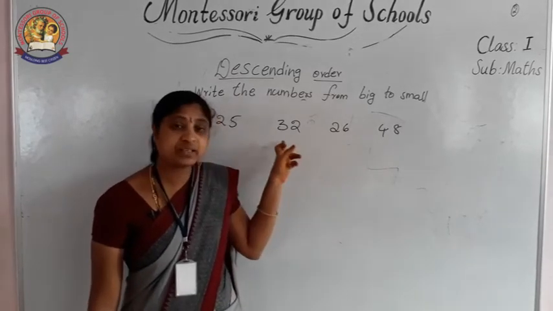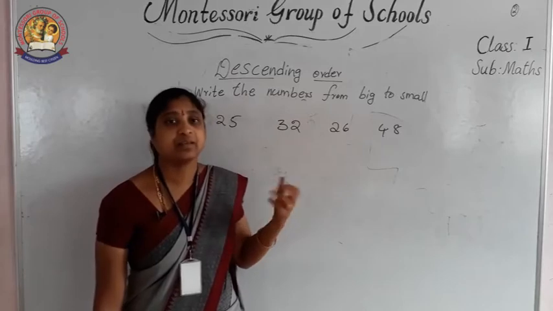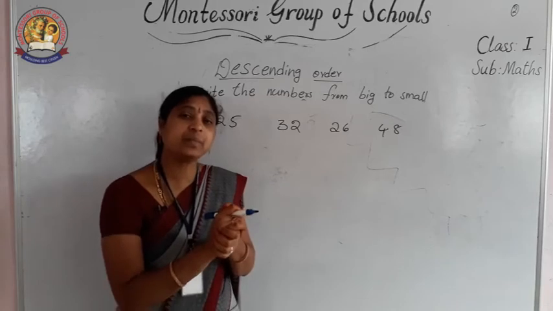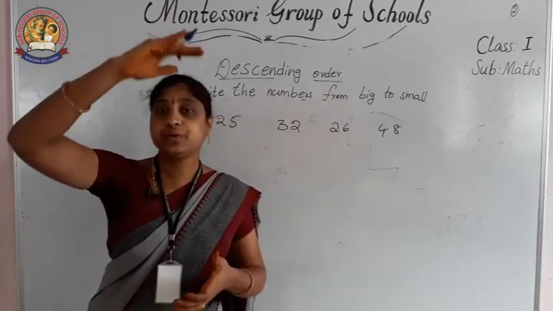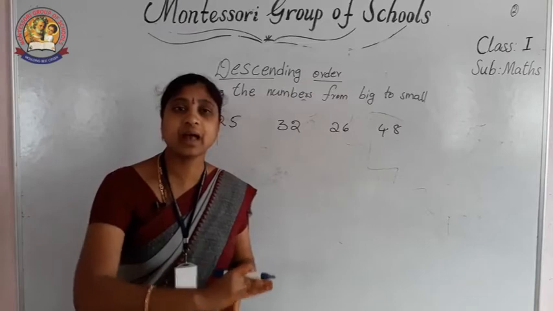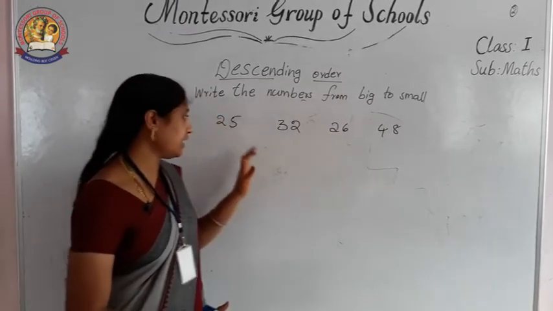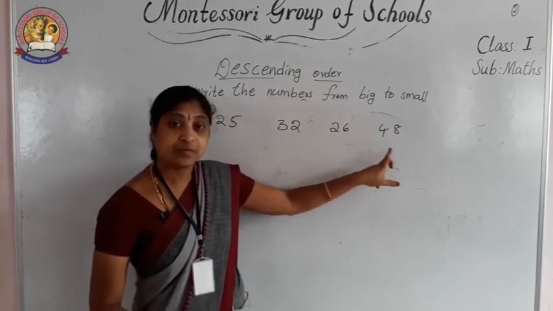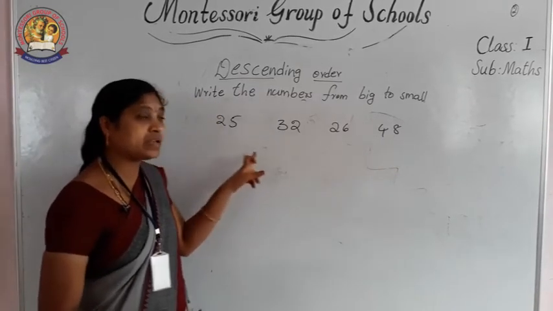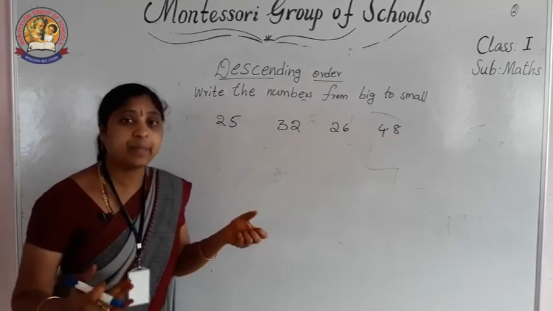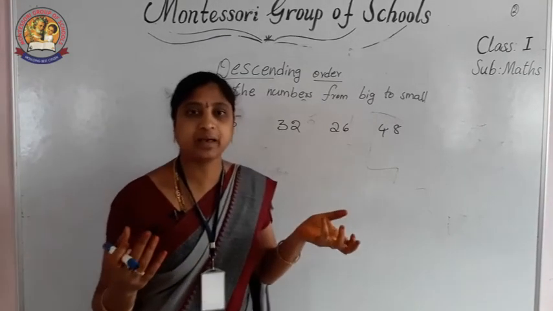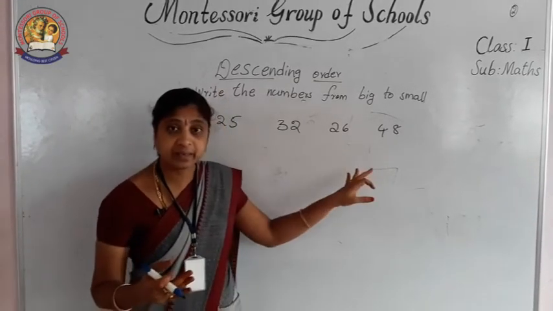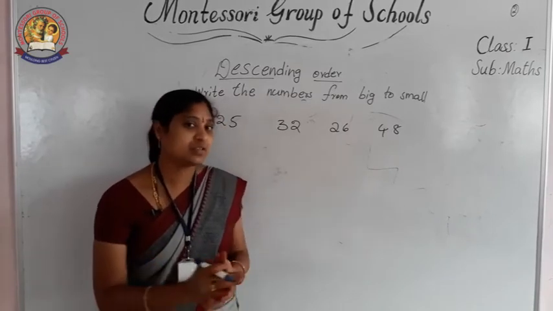In these numbers, which number is the bigger? Which number is the big? Means greatest number. Okay, in descending order means write the numbers from big to small. In these numbers 25, 32, 26, 48, which one is the big? Big means greatest number. Tell me students, which one is the big?